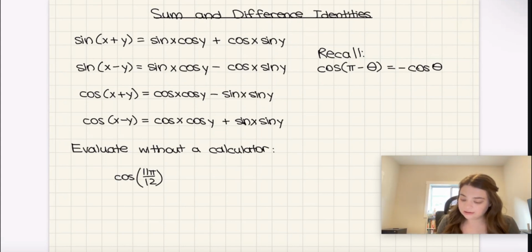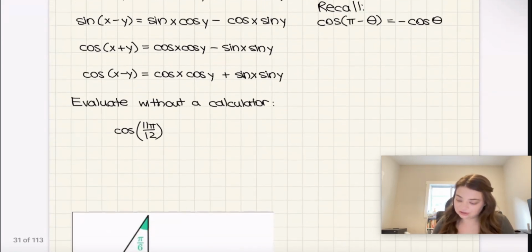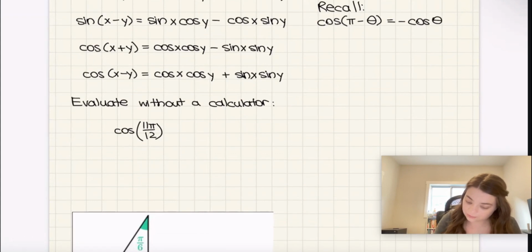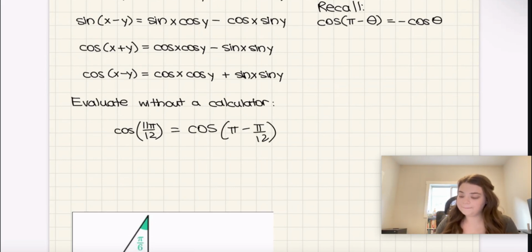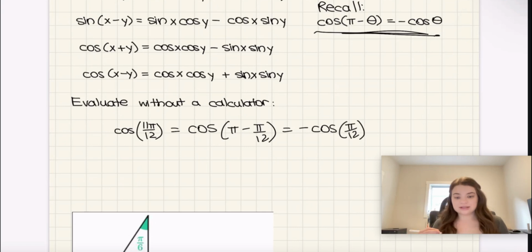Recall that cosine of pi minus theta is equal to negative cosine theta. And because that's the case, we can use that in order to simplify the expression down here. So let's go ahead and do that. Cosine 11 pi over 12 is the same thing as cosine of pi minus pi over 12, which according to this identity right here, means this is equal to negative cos of pi over 12. Okay, so that's our first step.